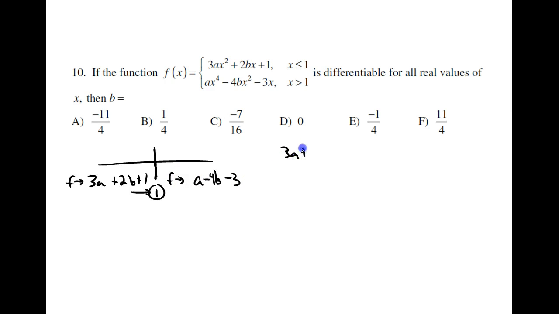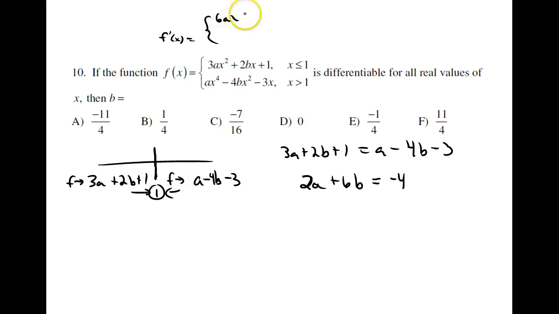So it better be true that 3a plus 2b plus 1 is equal to a minus 4b minus 3. It doesn't give me directly what a and b are, but it tells me a relationship that has to be true about a and b. It tells me that 7a, no, that's a lie, 2a plus 6b has to be negative 4. Has to be true. And then when it comes time for the derivative, if there was a derivative, I do it piecewise, and I would get 6ax plus 2b, 4ax cubed minus 8bx minus 3. That would be the derivative.